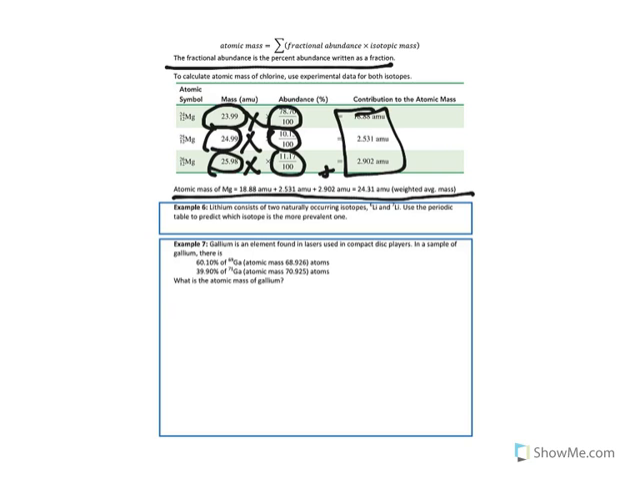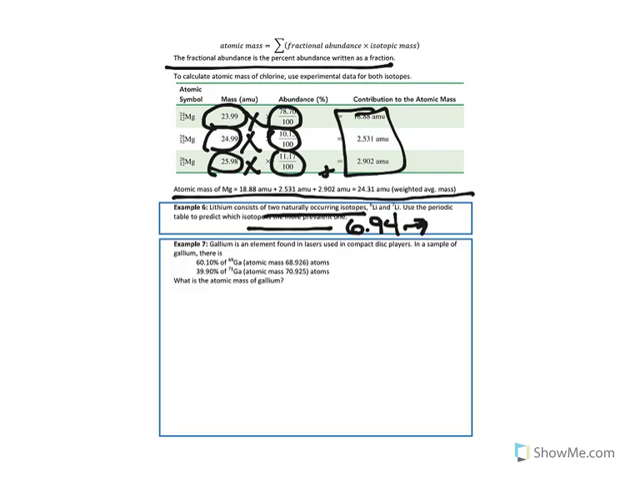Lithium only has two naturally occurring isotopes, lithium-6 and lithium-7. Let's take a look at what the average atomic mass of lithium is. Per our periodic table, it is 6.94 atomic mass units. Is this closer to 6 or closer to 7? Since it is much closer to 7, we can say that lithium-7 is the most prevalent isotope. If this value was closer to 6, then we would say that lithium-6 is more prevalent.